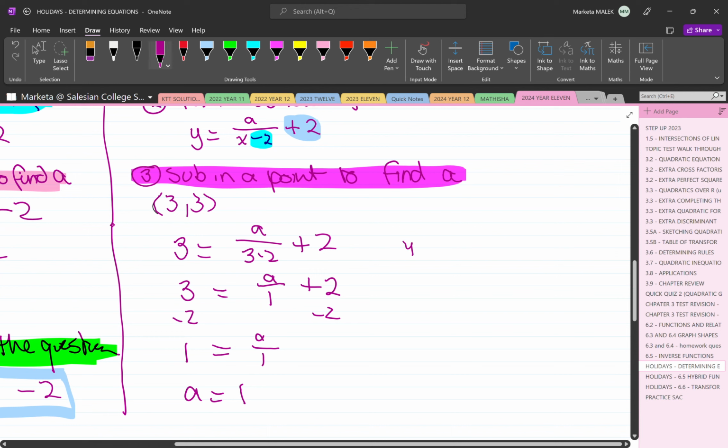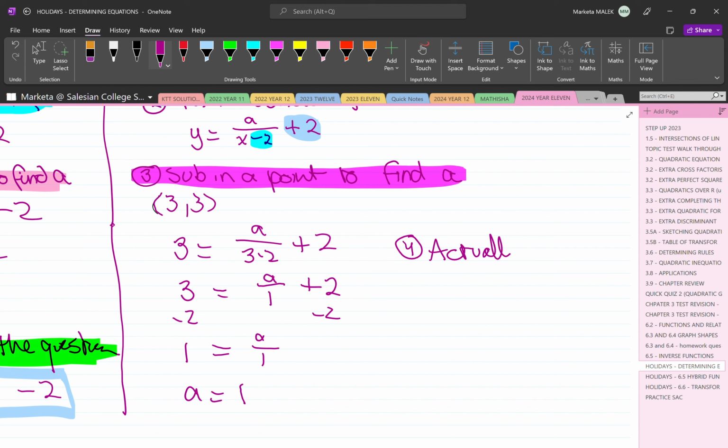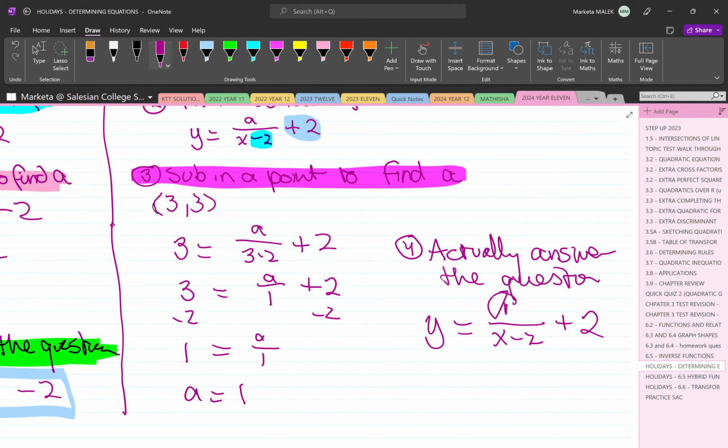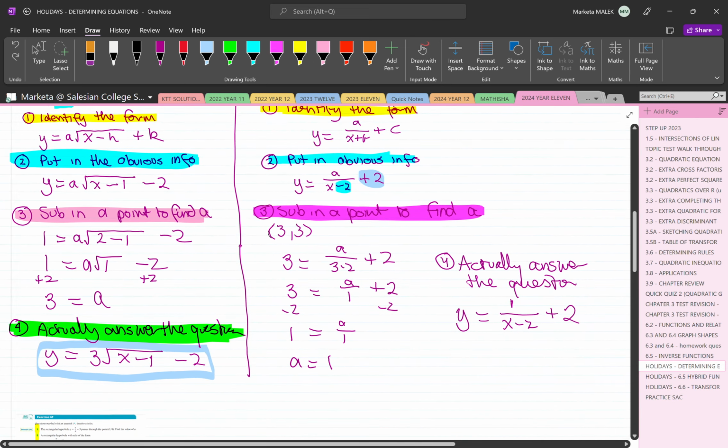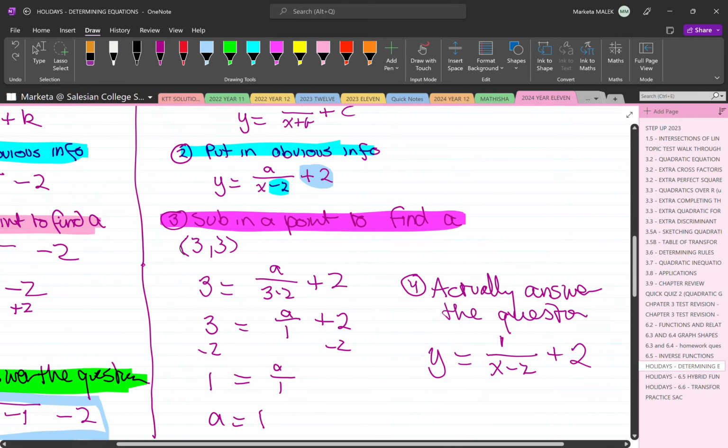Because in step 4, where you actually answer the question, well, your value of a, or y equals 1 over x minus 2 plus 2, that 1, a lot of people would just put instead of the a up in the identifying the form stage. But of course, it's not always going to be 1. And as we saw in the previous one, our a value was 3.